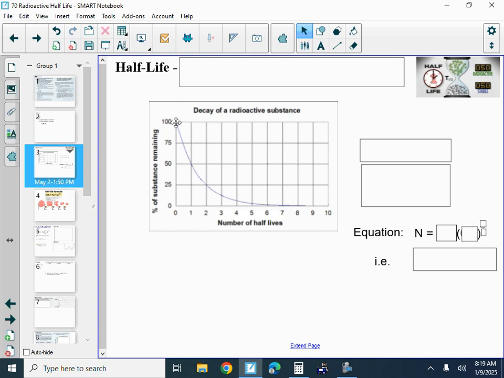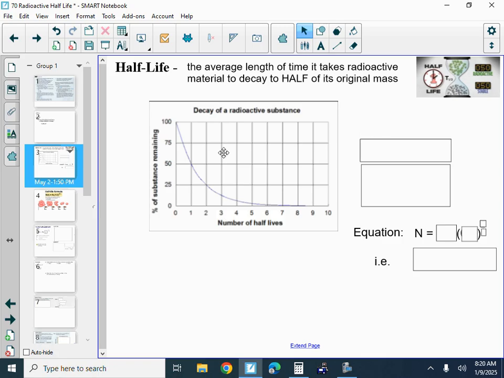So if we started with 100% of the material, then after one half-life, you've got half of it left. After two half-lives, you've got half of that left. And after three half-lives, you have half of that left. So it's not half and then it's all gone. It's half of the half each time, right? Half of what's remaining each time. So that's what it is. It's the average amount of time that it takes for half of its original mass to change into the other form.